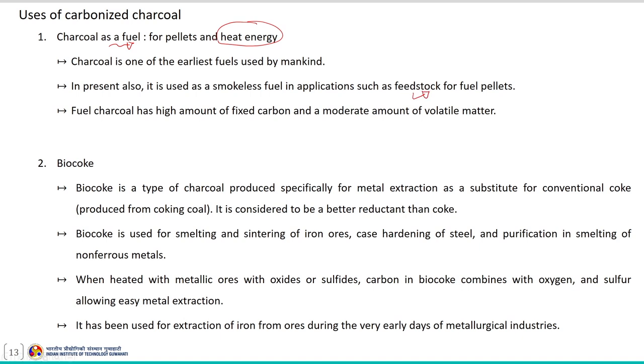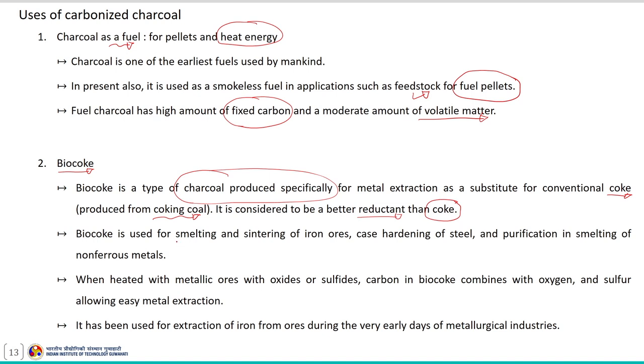As I just mentioned, the carbonized charcoal can be used as a feedstock material for the preparation of fuel pellets. And the fuel charcoal has a high amount of fixed carbon and a moderate amount of volatile matter in its composition. Similarly, the carbonized charcoal can further be converted into biocoke, as we discussed a few slides back, because biocoke is a type of charcoal which is produced specifically for metal extraction as a substitute for the conventional coke. And the conventional coke is produced from the coking coal material, and it is considered to be a better reductant than the coke.